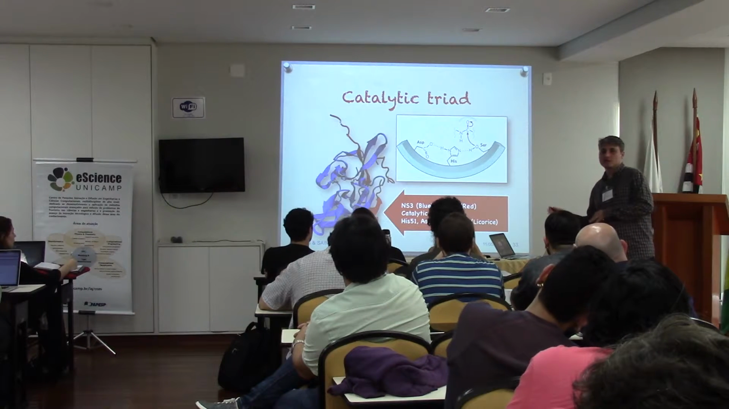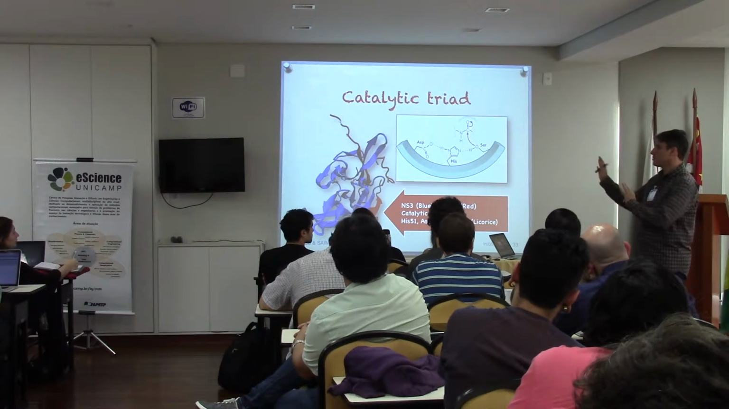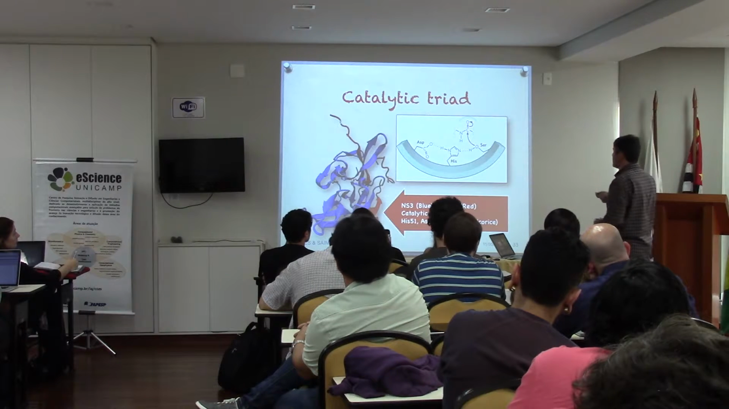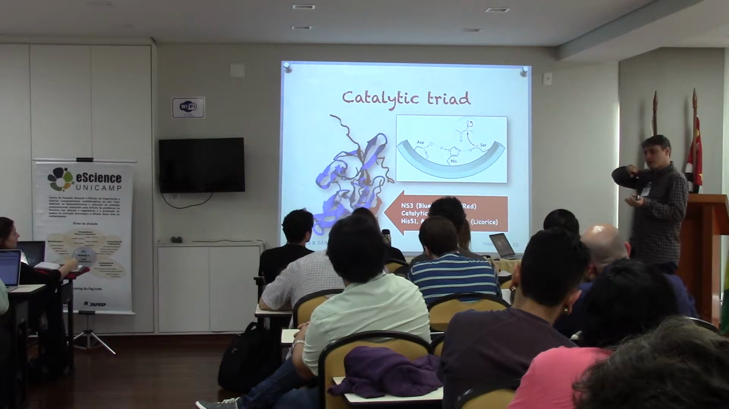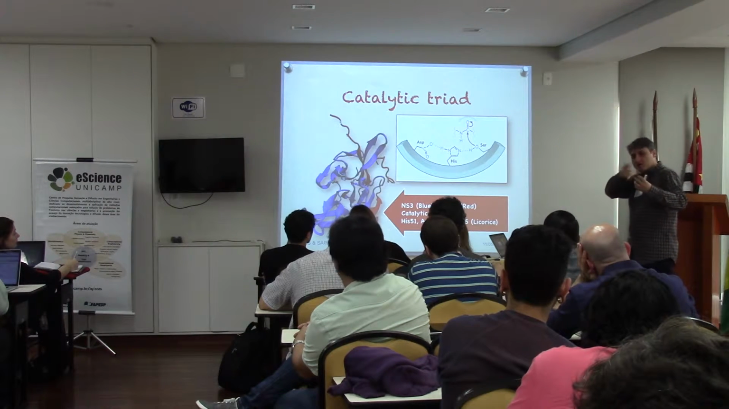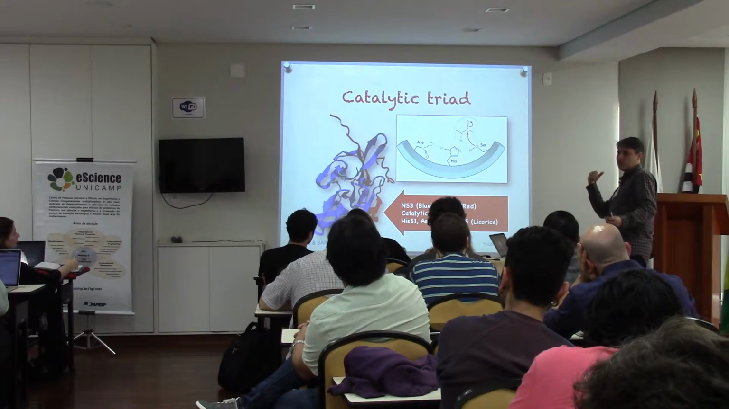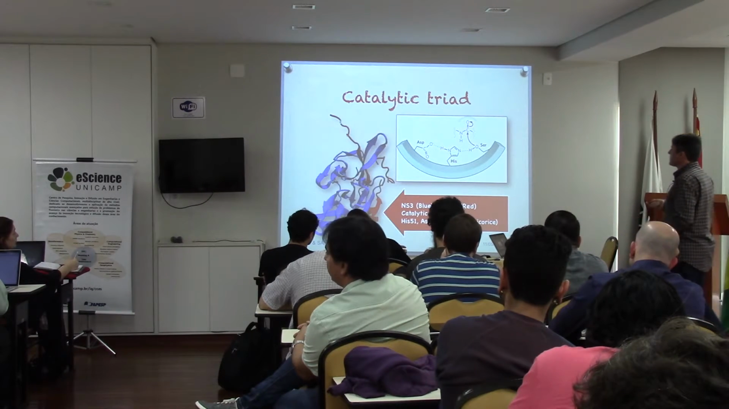I should say this enzyme also has another domain that's called the helicase. We're not going to show you anything about this one here, but there's also some work on helicase inhibitors. It's a domain that works on unwinding the RNA so it can be processed by the cell. So it's another target.